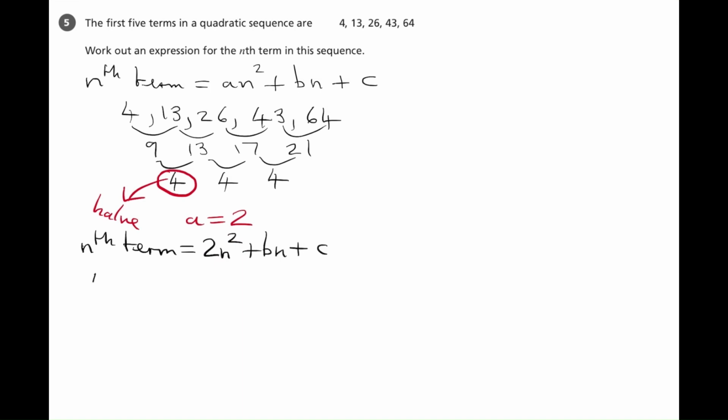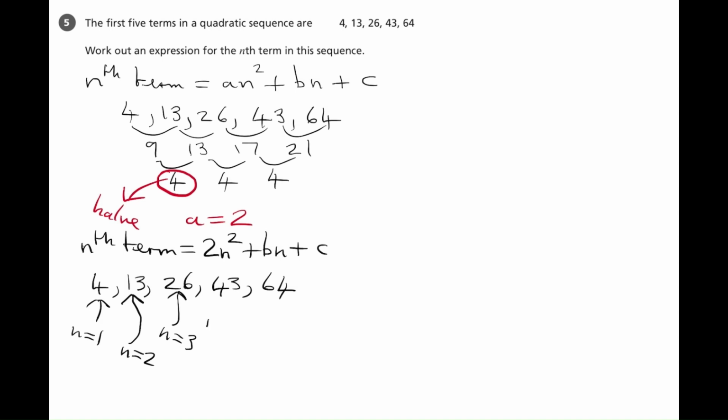If we now consider the sequence, if we want to identify the first term, we use the value small n equals 1. When small n equals 2, this will refer to the second term. When n equals 3, this is the third term. n equals 4 gives you the fourth term. n equals 5 gives you the fifth term. We now need to work out the values of b and c.